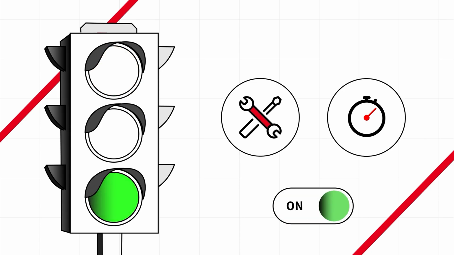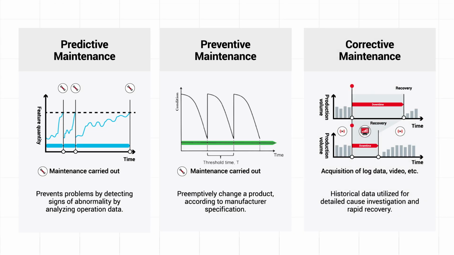Corrective maintenance: minimize downtime when a breakdown happens by supporting you with the right tools to save every possible minute that costs you real money. Historical log and video data allow rapid root cause analysis and structured recovery steps to restore production volume efficiently.